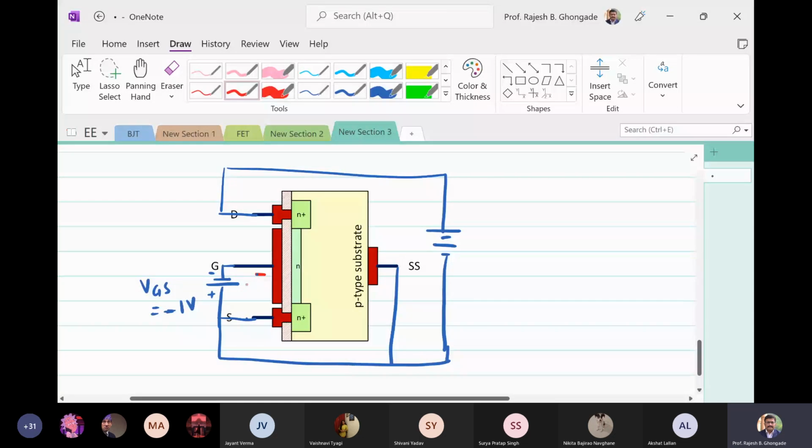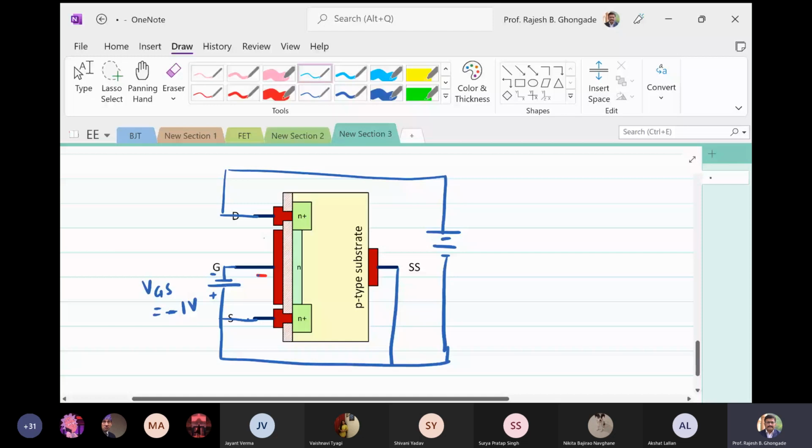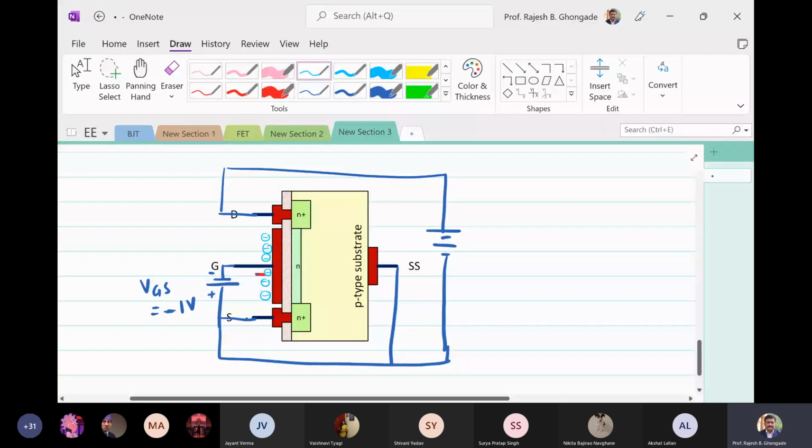Guys, am I audible? Yes, sir. So this gate terminal is negative. So I can see that lot of electrons now. So these are all negative charges which will get accumulated on this plate, this metal gate, whatever. Okay, up to this point? Yes, sir. Okay.